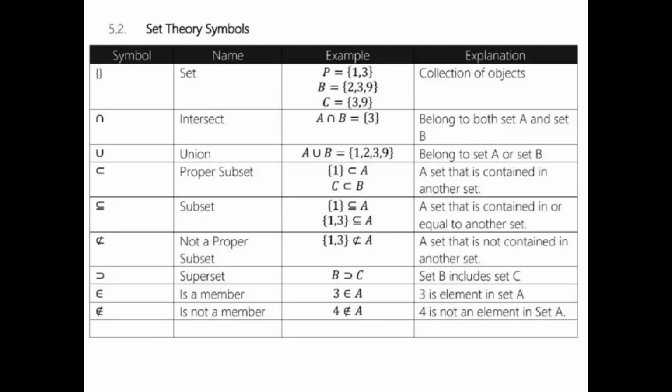And the next is the proper subset. In a proper subset, it is a set that is contained in another set. For example, we have two sets, set A and set B. It means that set A is inside set B. However, set B should be bigger than set A for it to be called a proper subset. So the value of set B must be larger compared to set A.